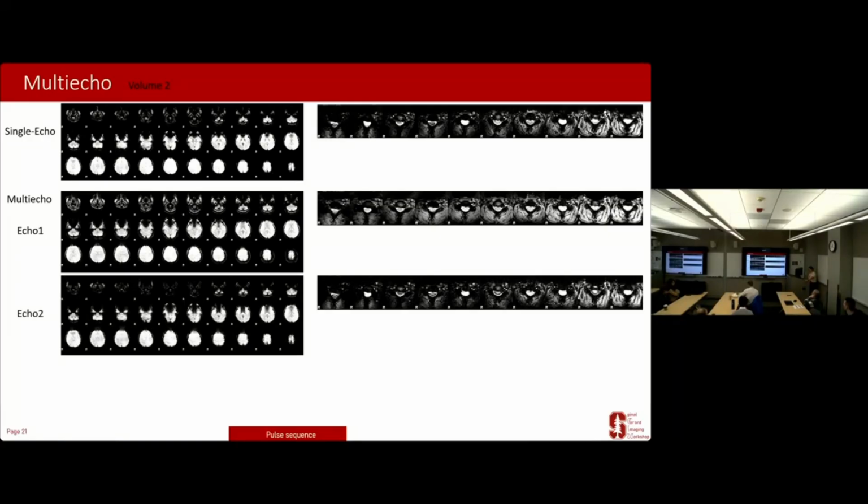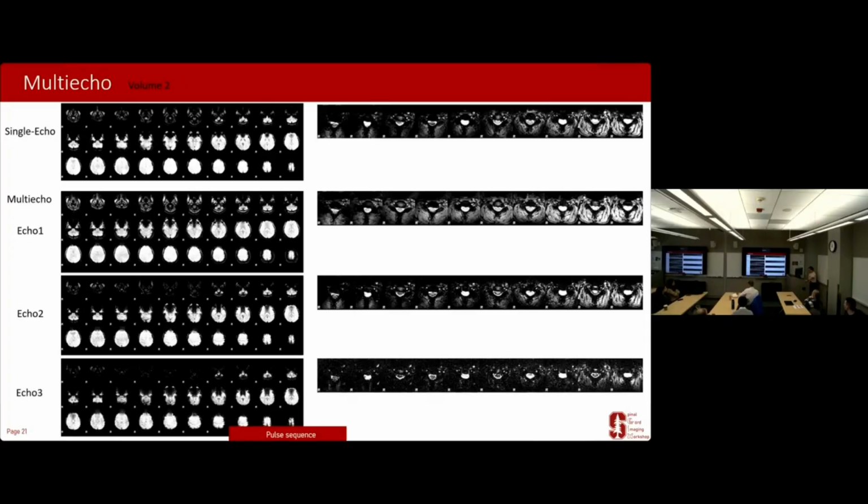The second echo has a TE of 30.9, similar to the 30 in the single echo. The second echo should be the closest to the single echo acquisition, but you can see that they're not identical, especially in the frontal region. The reason is that in multi-echo, I also used partial Fourier to accelerate, and that partial Fourier was not used in single echo. And the spinal cord images look similar to the single echo images.